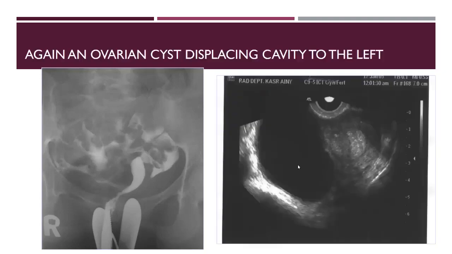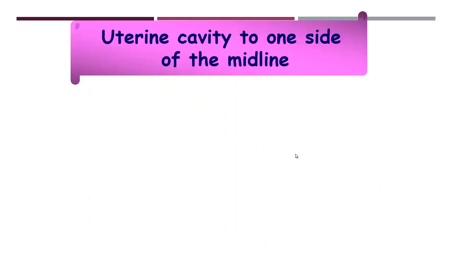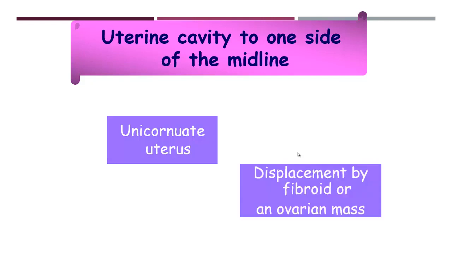In the other case, there is an ovarian cyst. There is a large ovarian cyst displacing the uterus to the left side. So when we have a uterine cavity inclined to one side of the midline, it sometimes gives a false impression of a unicornuate uterus. You should think either it is a unicornuate uterus, small in size, banana shaped, with one tube apparent, or it is displaced by a fibroid or ovarian mass. In this case, there may also be a block of one of the tubes by compression from the mass or the cyst.